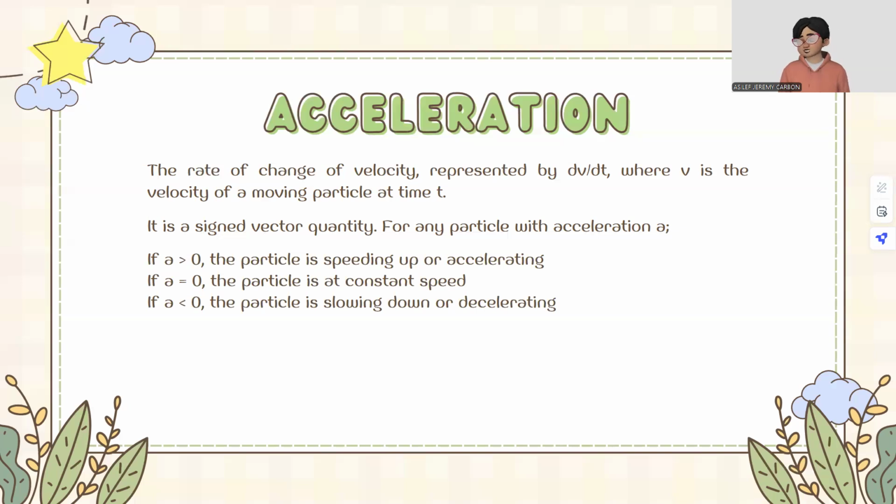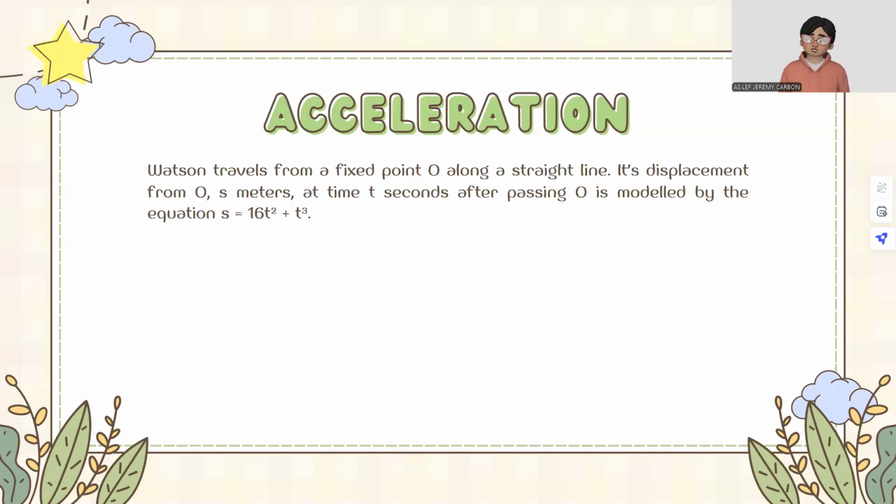Of course, now let's try to apply this with the same given in this problem. However, this time we're going to do something a little bit different because last time we solved for displacement and we solved for velocity respectively. Now we're going to find the value of t when the acceleration of Watson is instantaneously at zero. Let us first digest this. We're going to find t when acceleration or a is equal to zero.